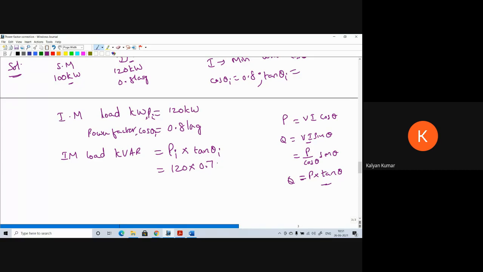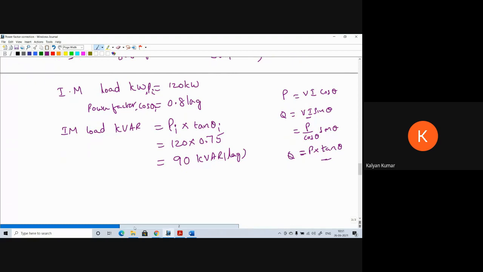0.74. So I take it as a round figure, 148 something, and we are going to get 0.75. So 120 into 0.75, how much are we going to get? 89.96, sir. 90 kVAR lag.